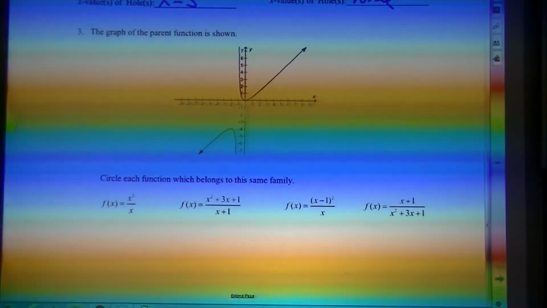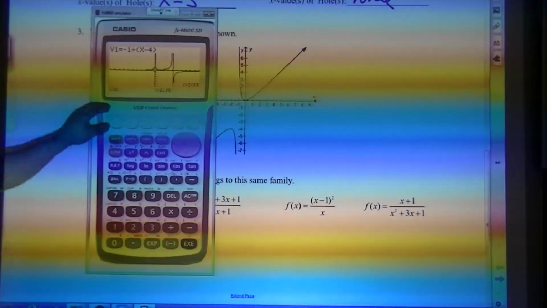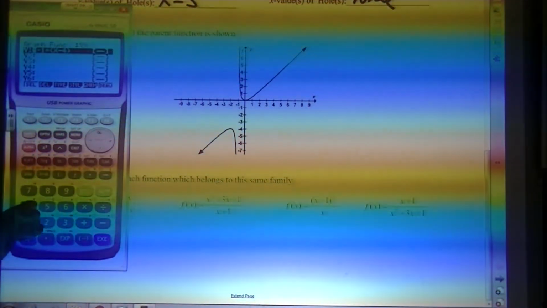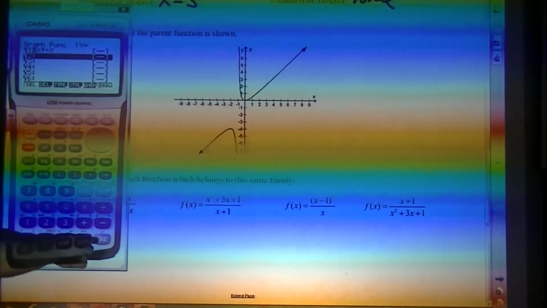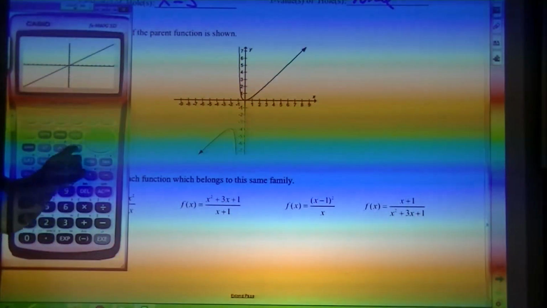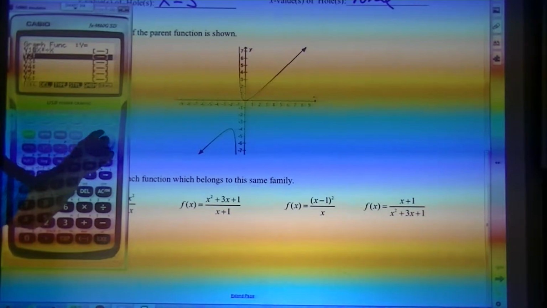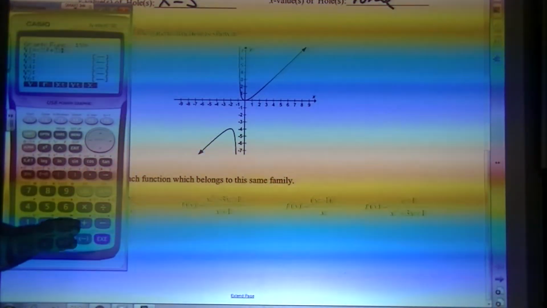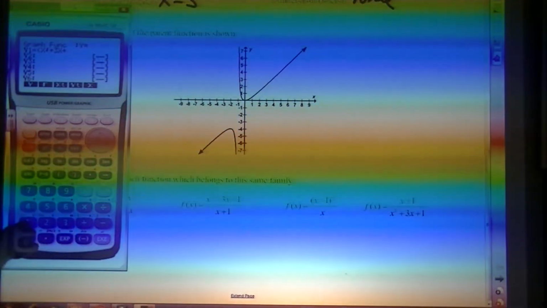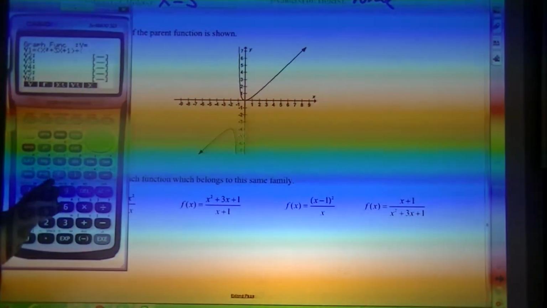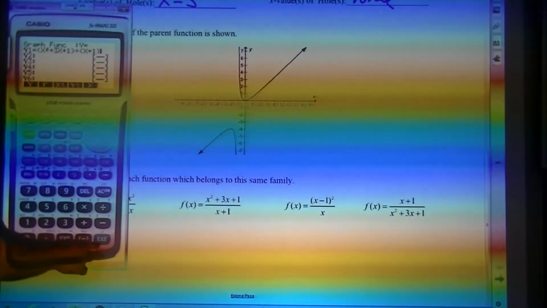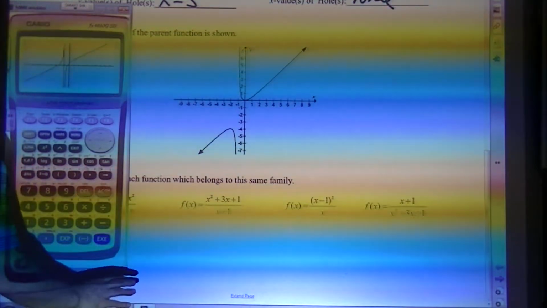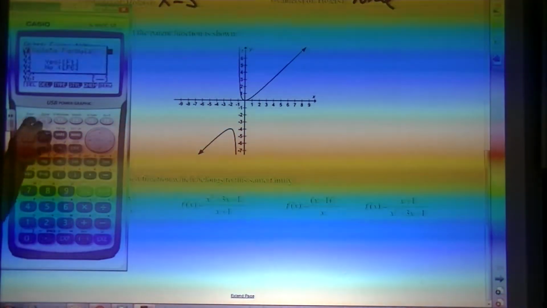Graph the parent function, which one belongs to the same family. So we want to look at all these different graphs. First one is x squared divided by x. Nope, that ends up being a line. Next one, I'm going to put parentheses around that whole expression, divided by x plus 1. Draw. Okay, that looks similar. Let's go to the next one.